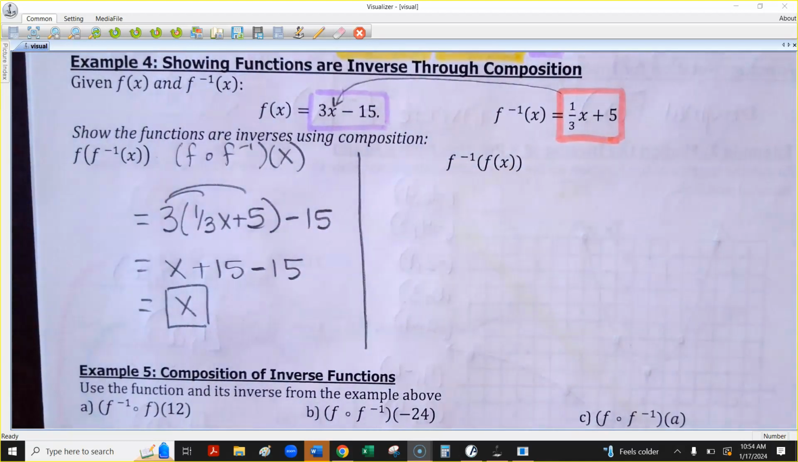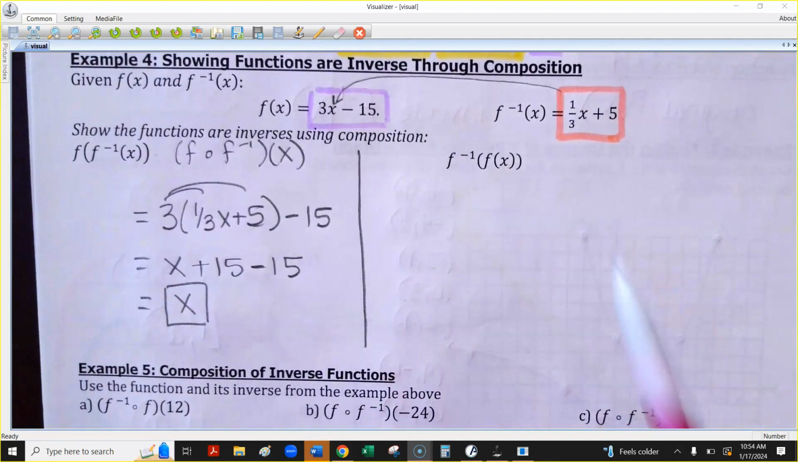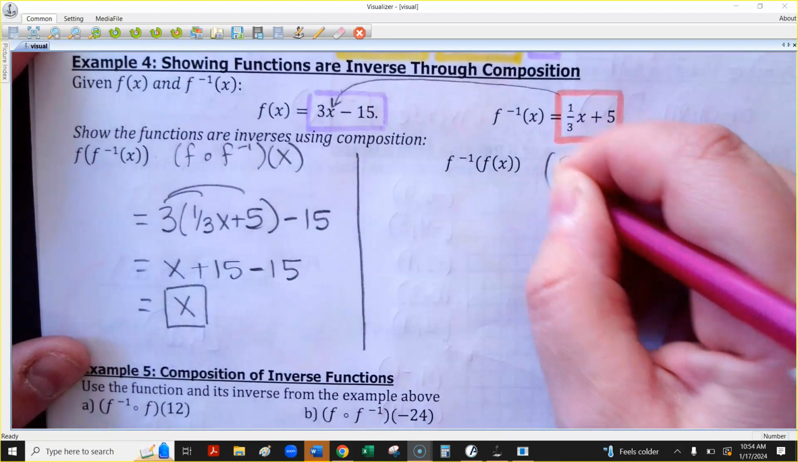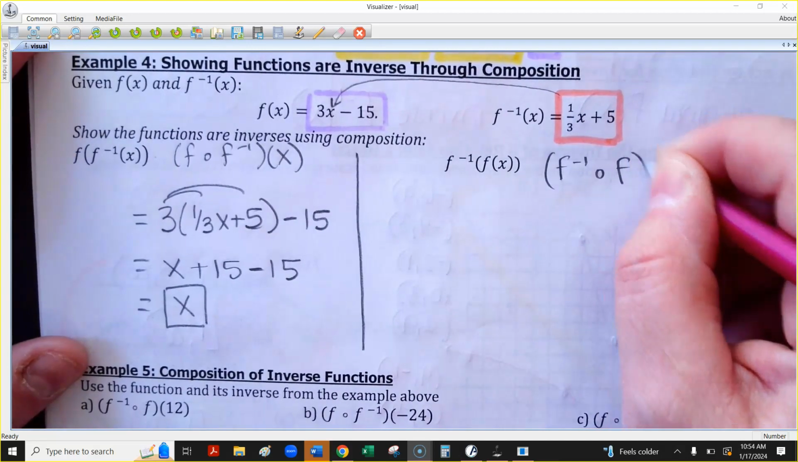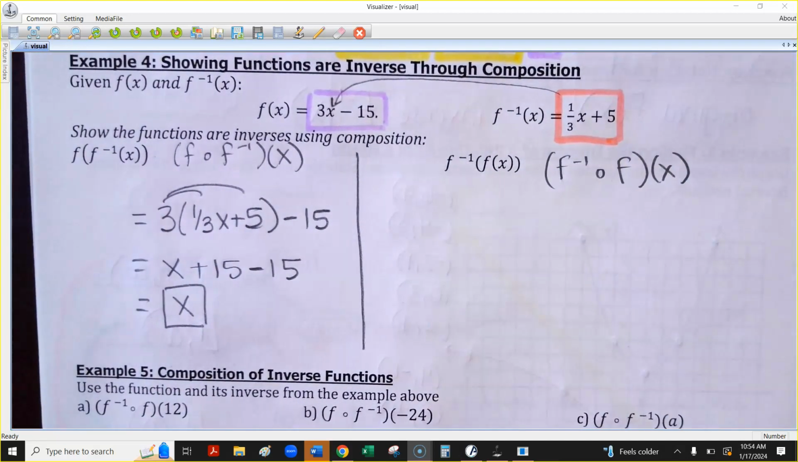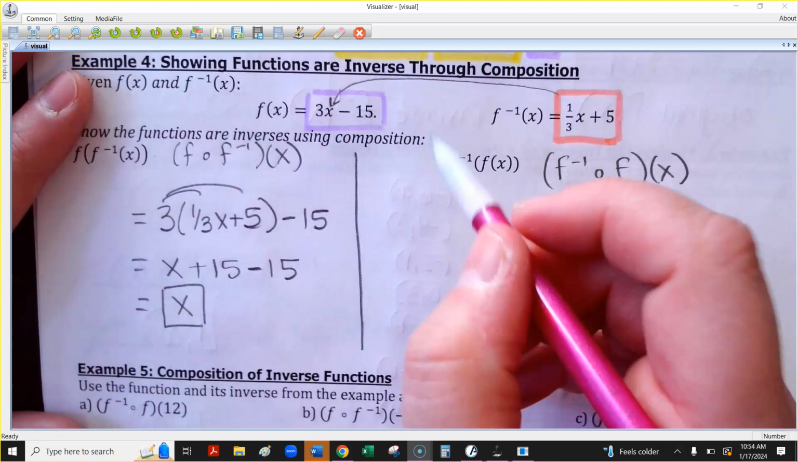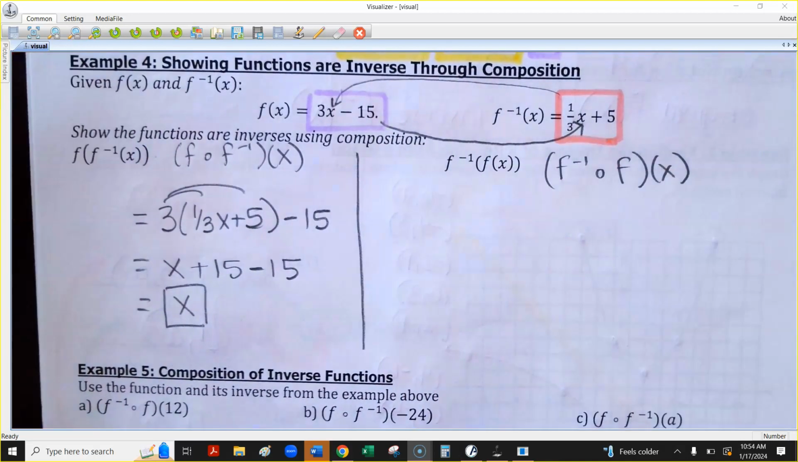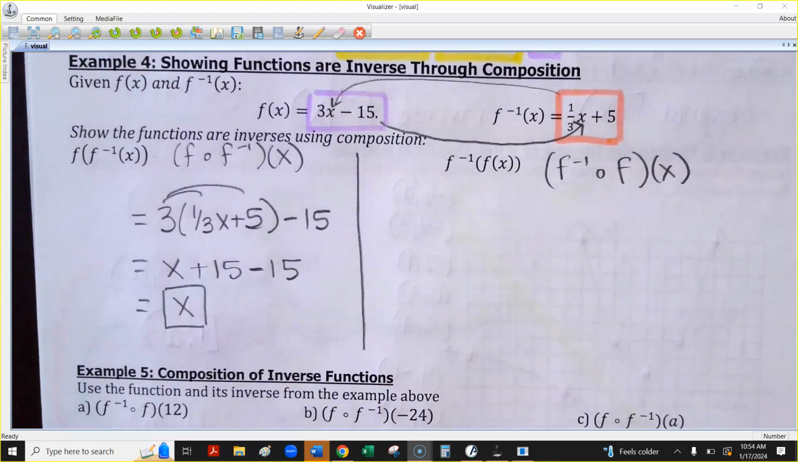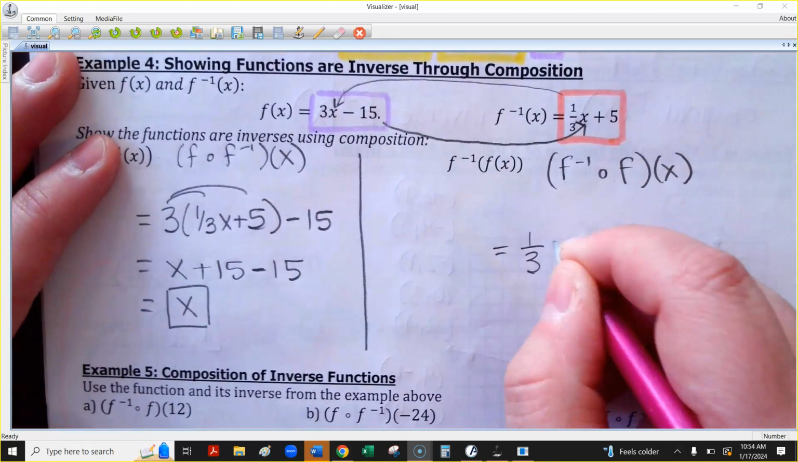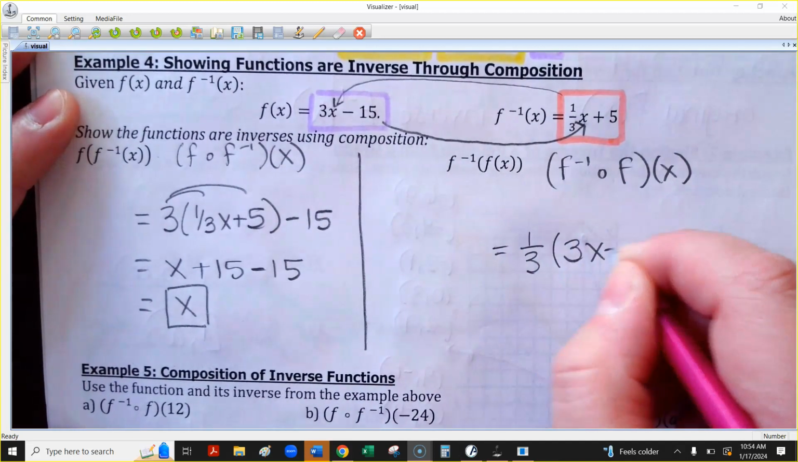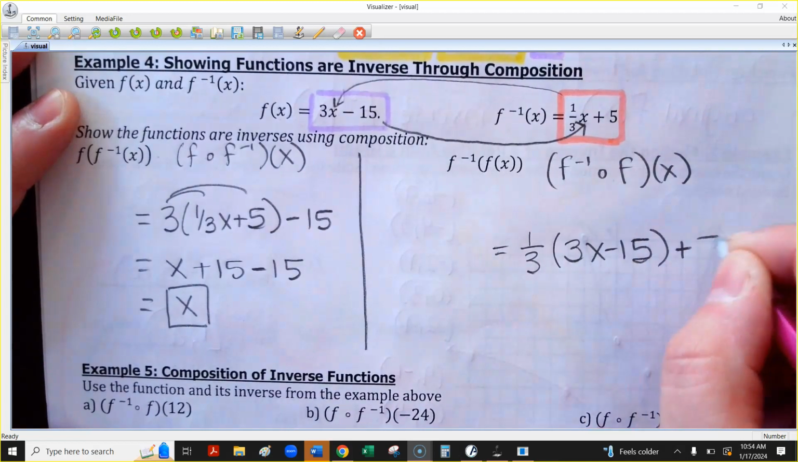So if I flip it over, the next one says f inverse composed with f of x. If you like that other notation, this would be, in parentheses, f inverse composed with f of x, like that. Whatever's closer goes first. So in that situation, that means I'm going to take the original and plug it into the inverse everywhere I see an x. So that inverse, 1/3, and then in place of x, I'm just going to set up some parentheses, write down that first function, 3x minus 15. And then on the outside, you just have a plus 5.